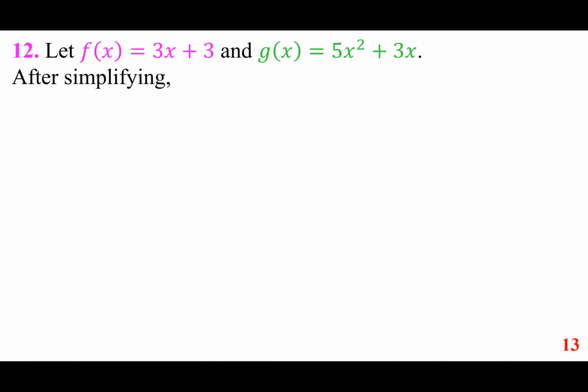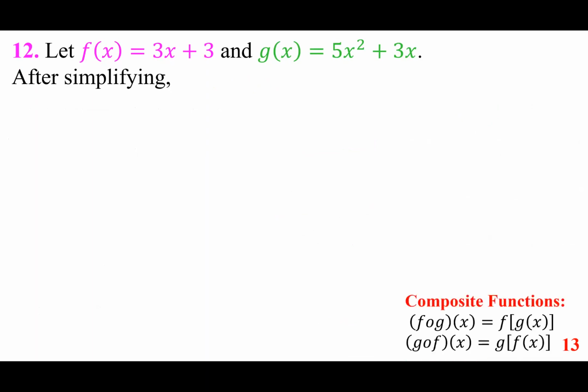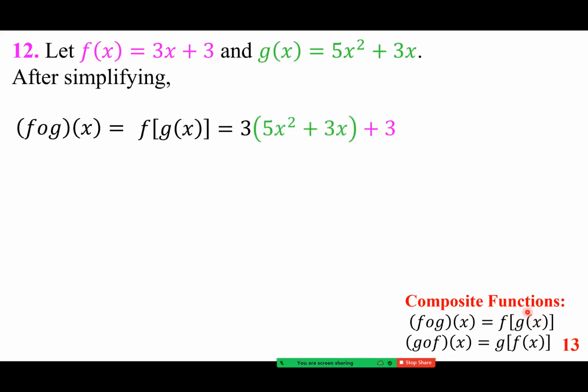Here's the function f of x equals 3x plus 3 and g of x equals 5x squared plus 3x. We are going to simplify and find f of g of x. Well, it's a composite function of f of g, which is f of g of x. And that means put the g in here: 3 times 5x squared plus 3x. So replacing the x with the g. Now distributing gives us 15x squared here, 9x here, and then plus 3 remains.